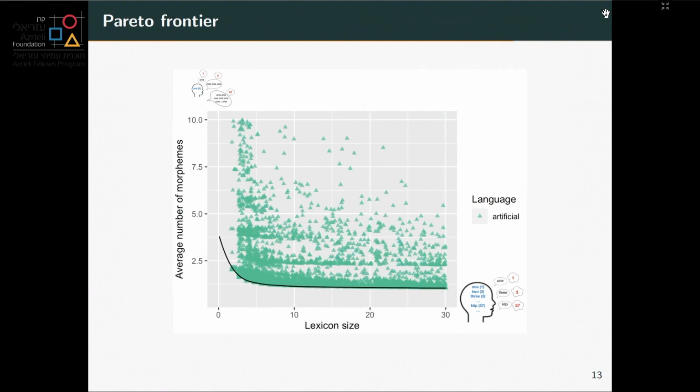And then once I do that, I find the optimal solutions to the problem of trading off between lexicon size and average number of morphemes. So the set of optimal solutions are essentially those languages for which there is no other language which is better on one dimension without being worse on the other. So for instance, there's no other language that has lower lexicon size without having a higher average number of morphemes, or vice versa. And so this set of optimal solutions, called the Pareto frontier, is this black curve plotted here.